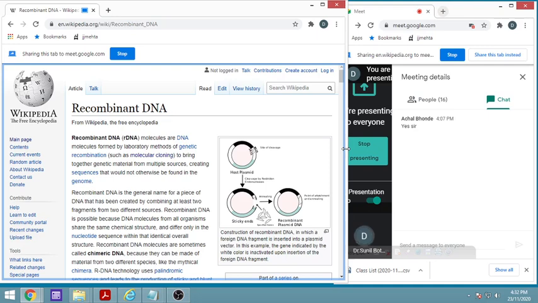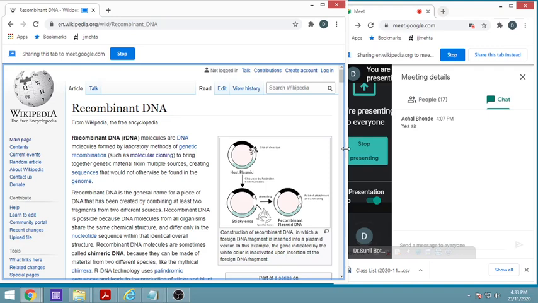So recombinant technology is where DNA molecules are formed in the laboratory, which means they are not natural ones. They are made outside. We call it molecular cloning. That means duplication, and bringing together genetic material from multiple sources, creating sequences that will not otherwise be found in the genome.